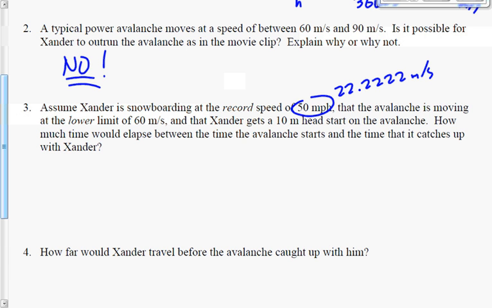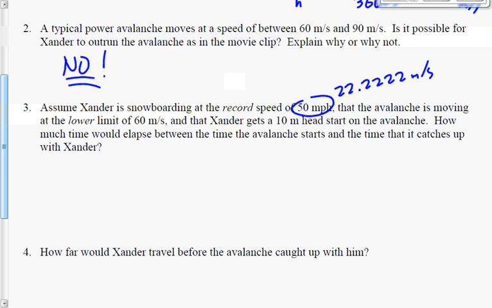It's a tough question. Okay, conceptually, it's a tough question. Mathematically, it's easy. But to get to the math is the tough part here. Anybody have any suggestions of what I should do for this? The avalanche needs to gain 10 meters on him, right? The avalanche needs to gain 10 meters on him.